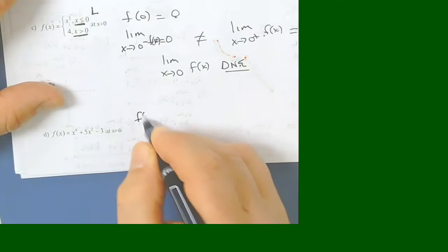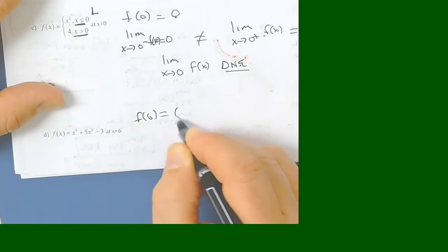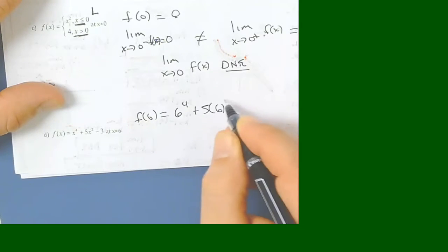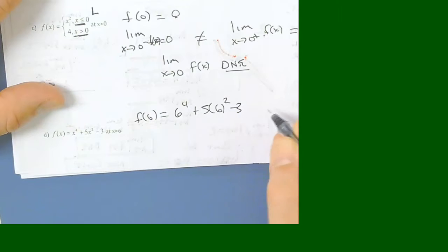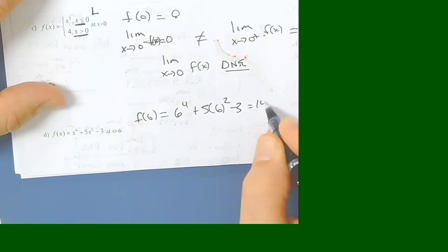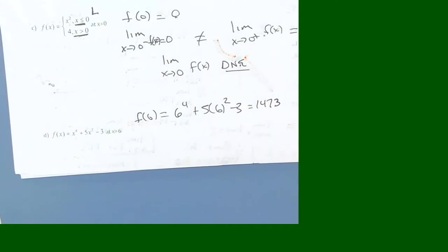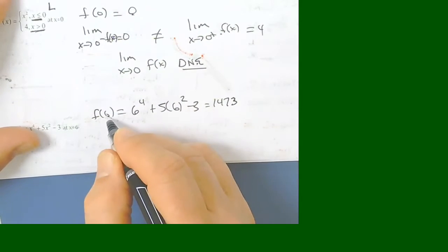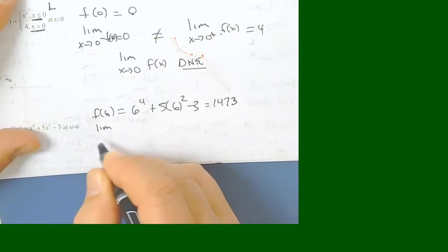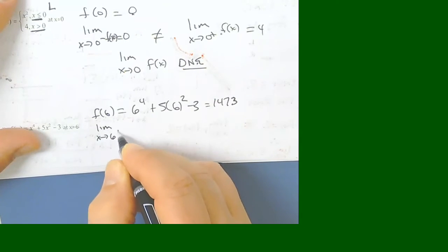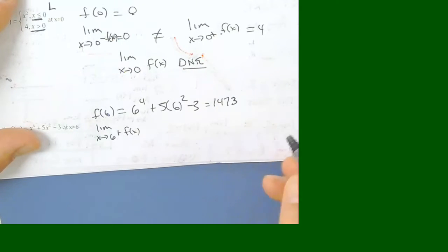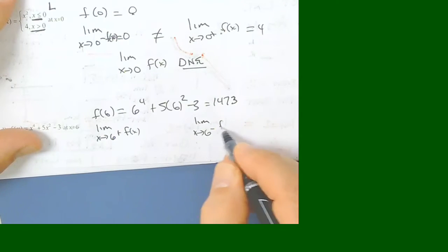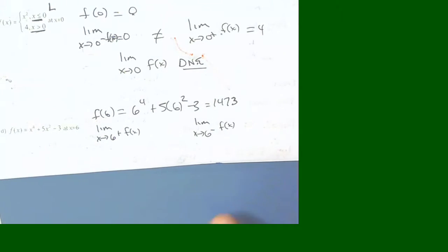Criteria. F of 6. 6 to the 4th plus 5 times 6 squared minus 3 equals 1,473. F of 6 exists. The limit as x goes to 6 from the right of our function, the limit as x goes to 6 from the left of our function.